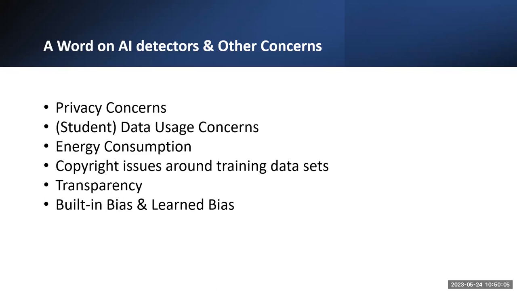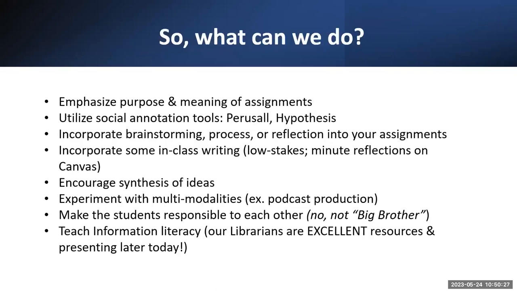We have not fully grappled with copyright issues about the data that ChatGPT and other language models are using. We don't know what those training data sets are. We don't know where it came from. And so we don't know when it's paraphrasing very well other people's ideas. There's not a lot of transparency, and there's a ton of built-in bias. And it's going to be learning bias as it continues to grow. And so that's something really important.